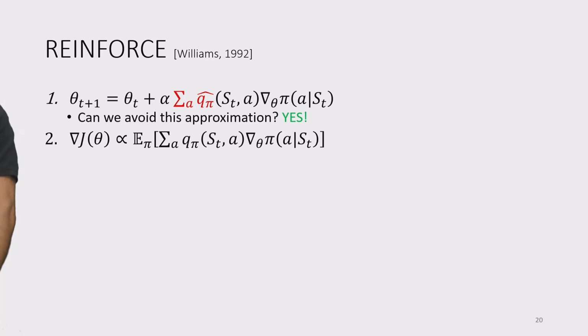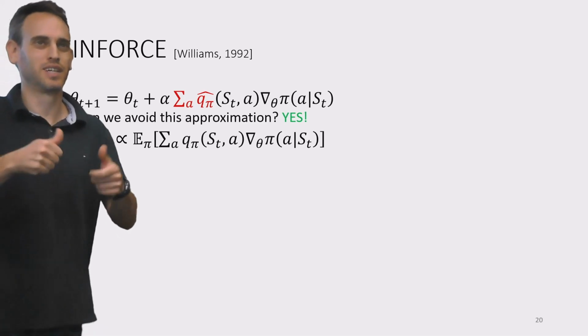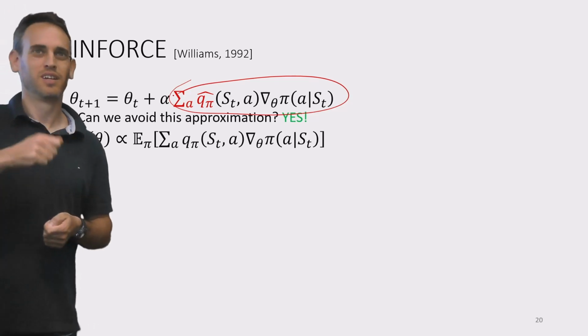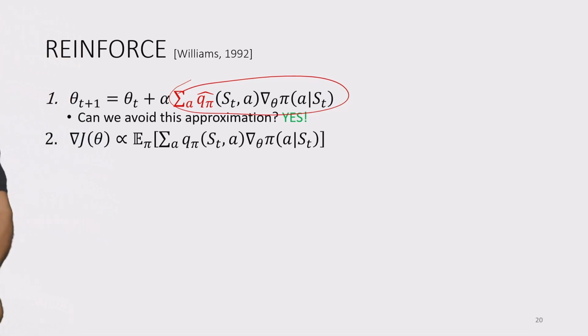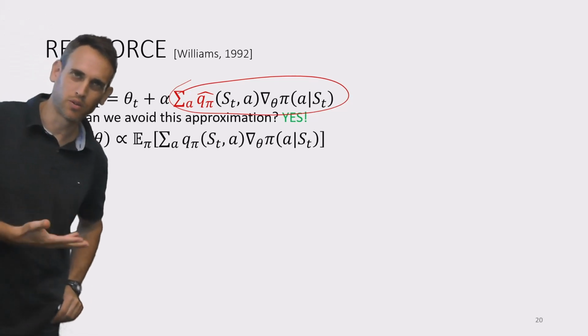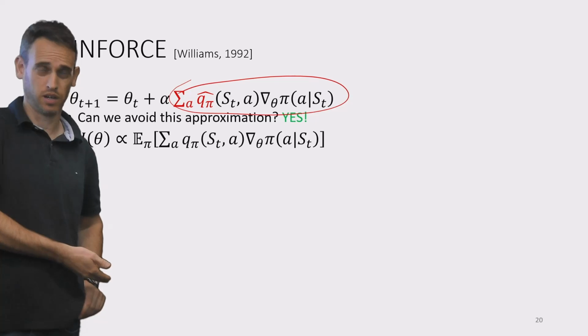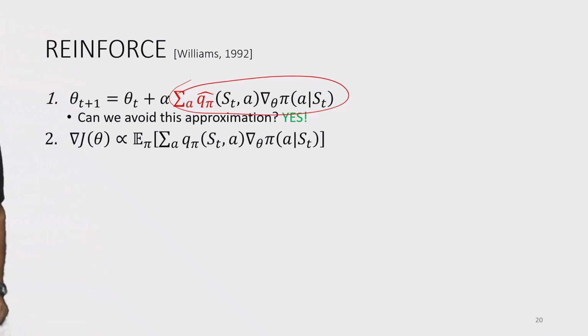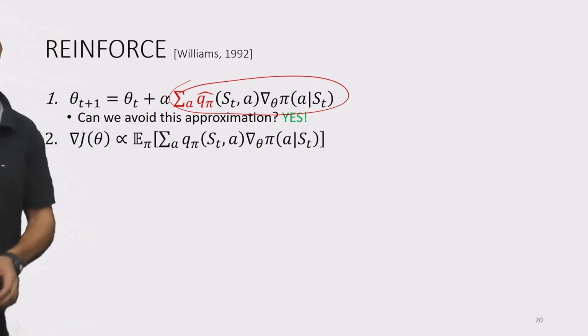Okay, so indeed, let's use the trick of an expected value of a single sample. We'll have to multiply these values by some probability of taking that specific action under the policy that we're using. So yes, we can avoid this approximation using the expected value trick. This is exactly what's been done in the REINFORCE algorithm from 1992. I know that it's a very old algorithm, but it is still the basis of a lot of state-of-the-art algorithms. They extend it in some sense, but it is the basis of many of them.